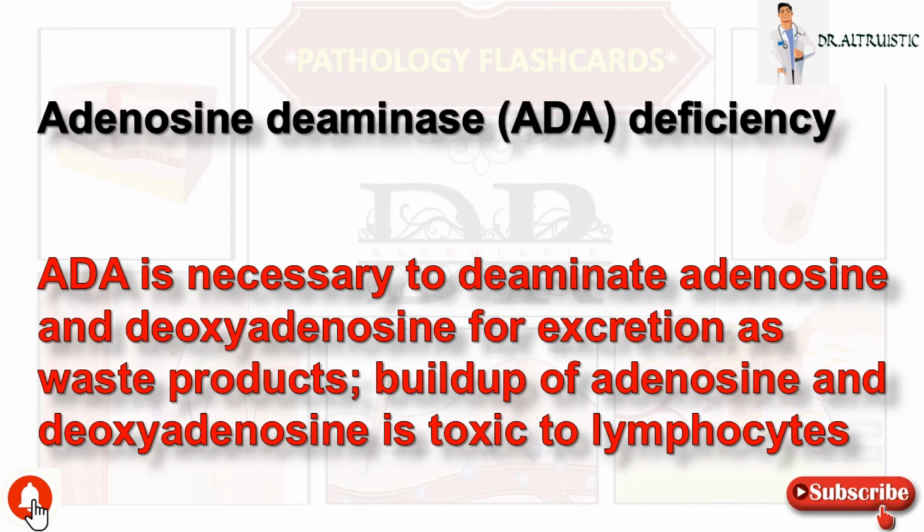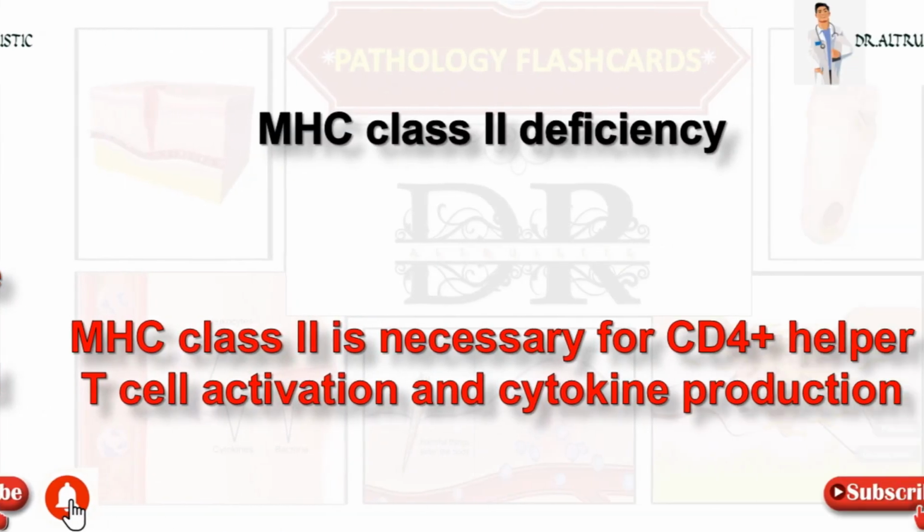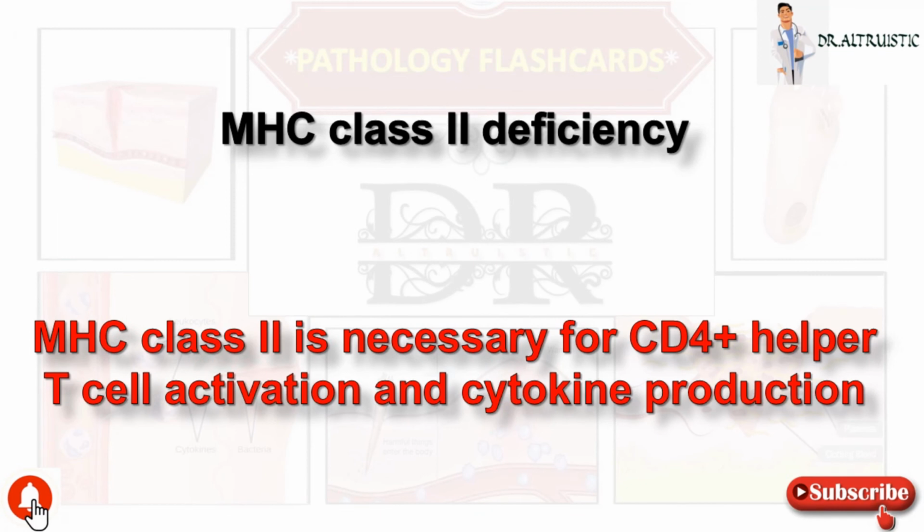Adenosine deaminase, ADA, deficiency. ADA is necessary to deaminate adenosine and deoxyadenosine for excretion as waste products. Buildup of adenosine and deoxyadenosine is toxic to lymphocytes. MHC class II deficiency. MHC class II is necessary for CD4 plus helper T cell activation and cytokine production.